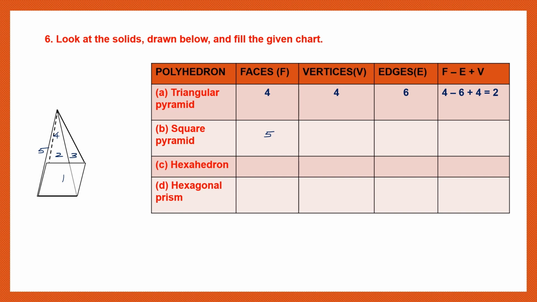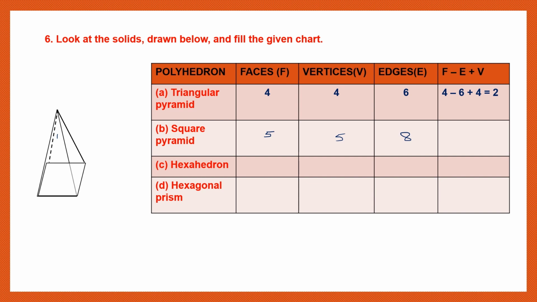Now how many vertices does it have? Vertices, remember, are the corners. So this is 1, then 2, 3, 4, 5. So there are 5 vertices. Now how many edges does it have? These are the edges: 1, 2, 3, 4 of the square itself. Then take this line 5, take the next line 6, take the dotted line 7, and take the other line 8. So the edges are 8.